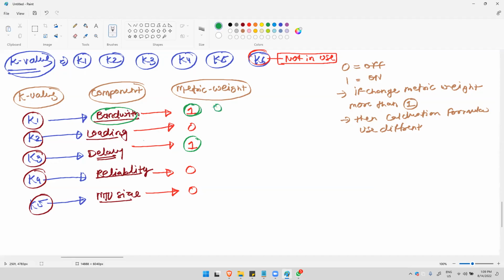If I set 0, that means not in use. So how many K values are in use by default? 2: K1 and K3.